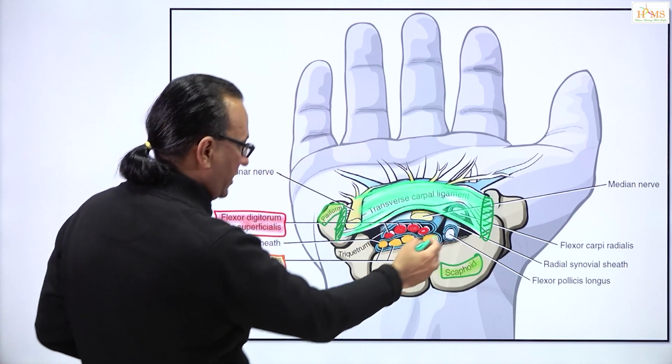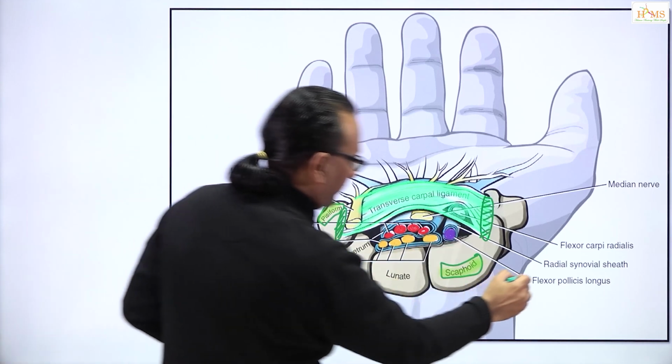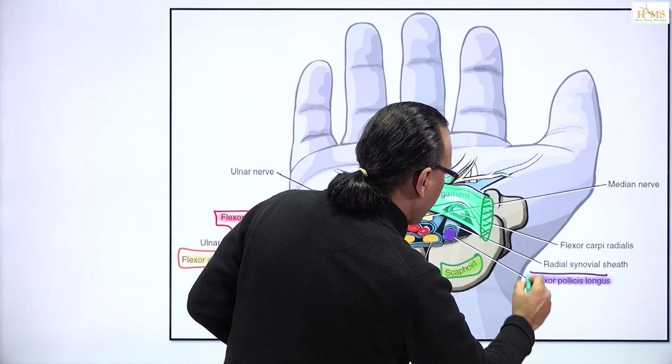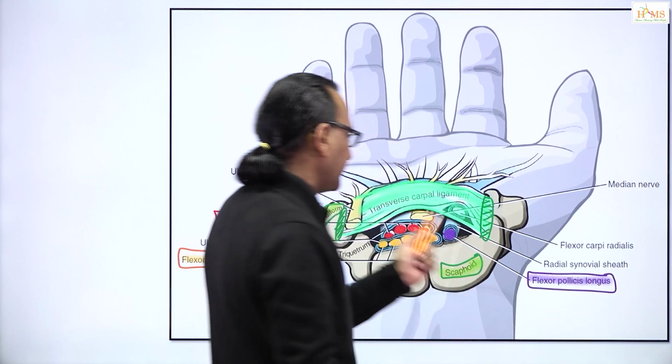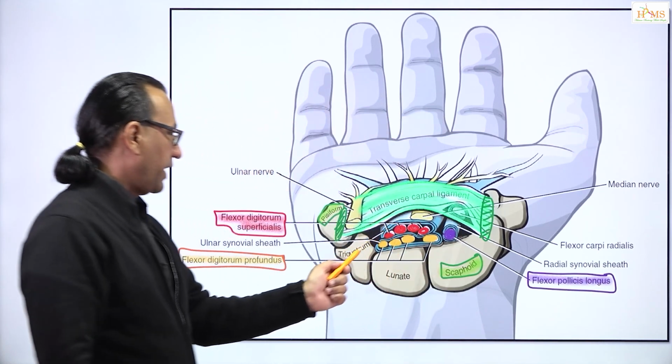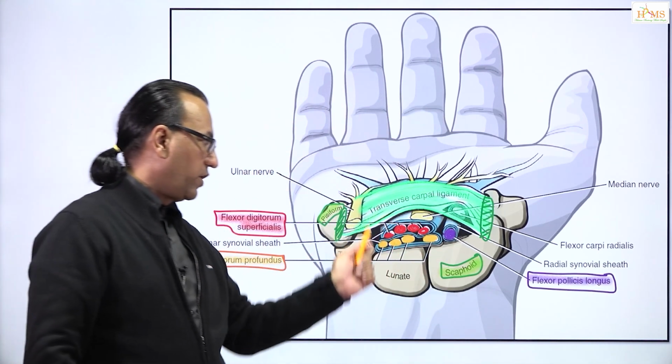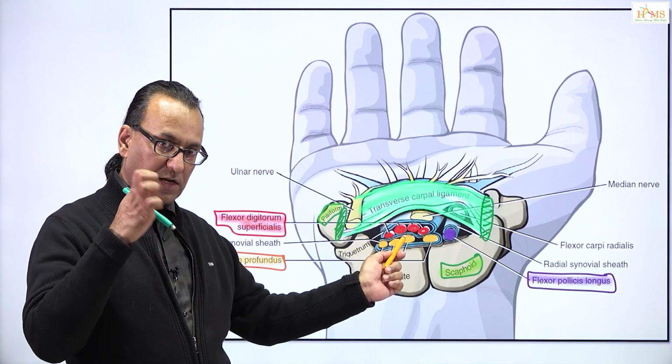It is shown here, the FPL, flexor pollicis longus tendon, total 9 flexor tendons under the flexor retinaculum, and they are covered by the synovial sheath so as to reduce the friction while the tendons are moving.